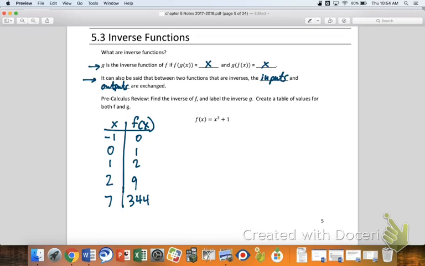343. Yeah. Okay, so this is very Algebra 1 of us, right? We go input, output, input, output, input, output, right? Okay, so let's do the rest here. It says, find the inverse of f, and we'll label the inverse g. So let's do this right here in the middle.